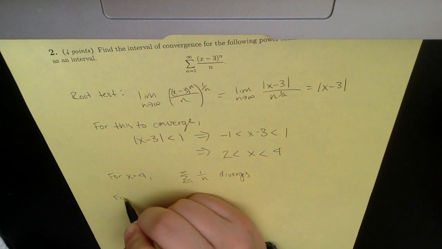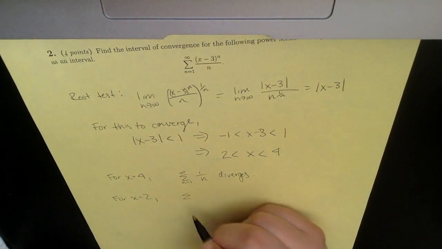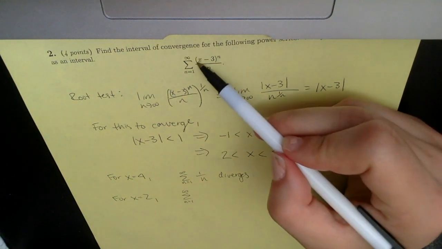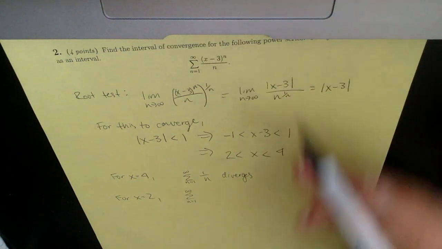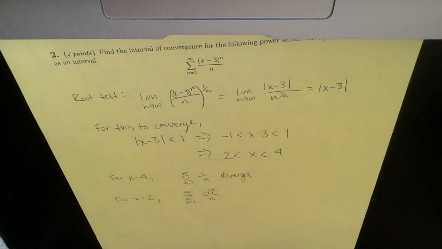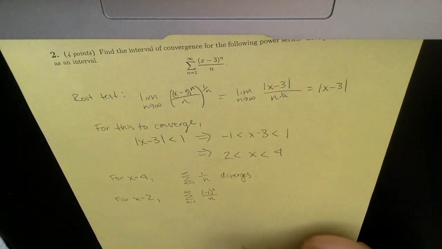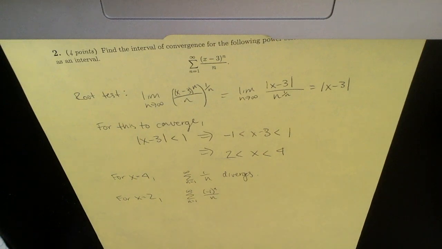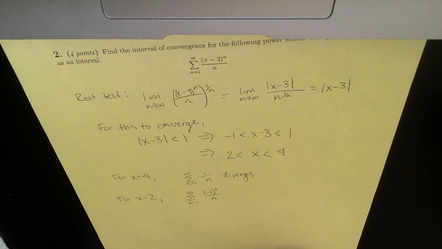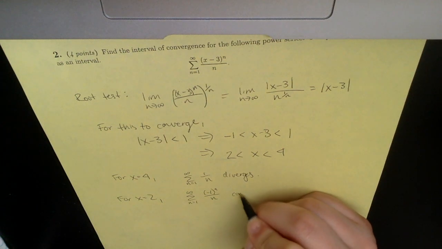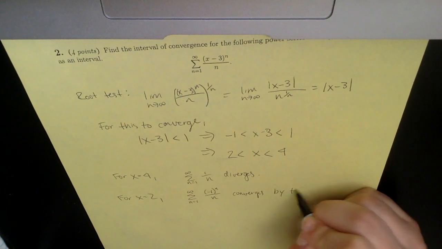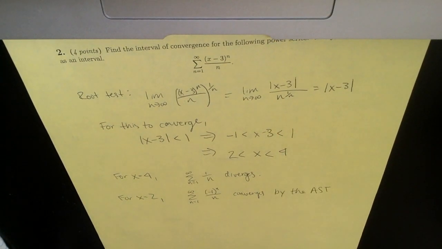Okay, for x equals 2, when we put in 2 here, this series ends up being (-1)^n all over n. And if you think about it, the alternating series test will show us that this converges because the limit of 1 over n as n goes to infinity is 0. It's always decreasing. And the terms without the alternating part are all positive. So this converges by the alternating series test.